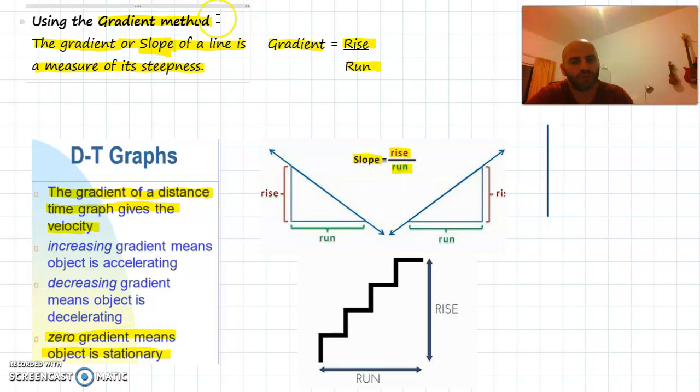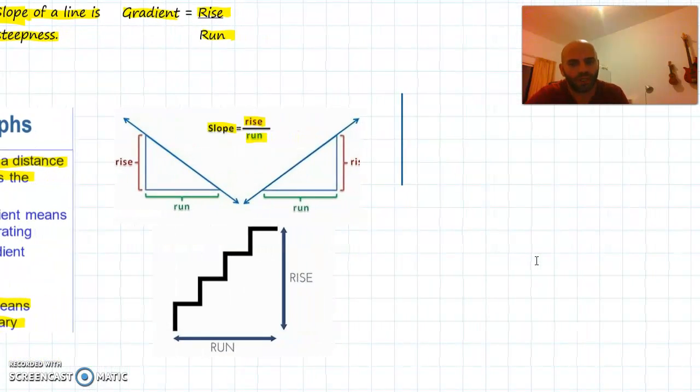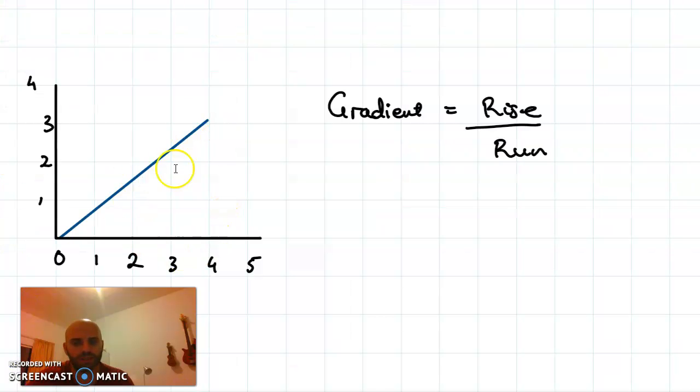Okay, so now how do we calculate it? So, like we said, it's the rise divided by the run. So what we do is we measure how much it has come up and how much it has gone out. Okay, so if we take this line here, for example, okay, you can see that it started at 0 and it's come up to a height of 3, and it's gone out to a position of 4 on the other axis.